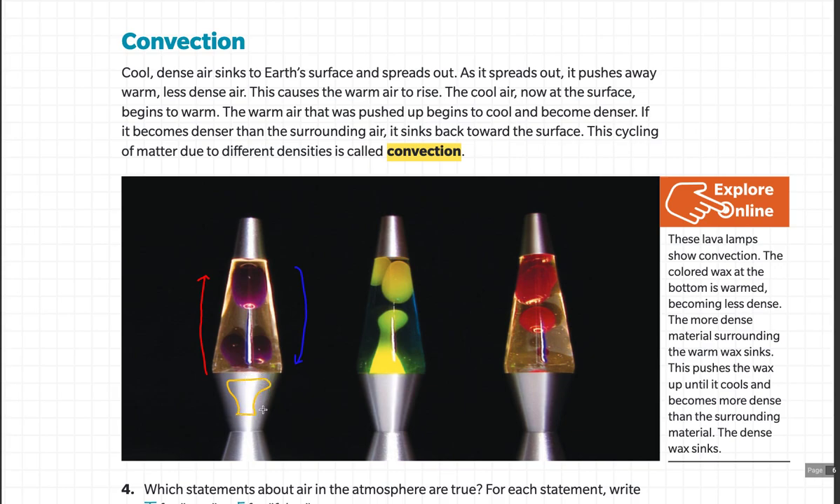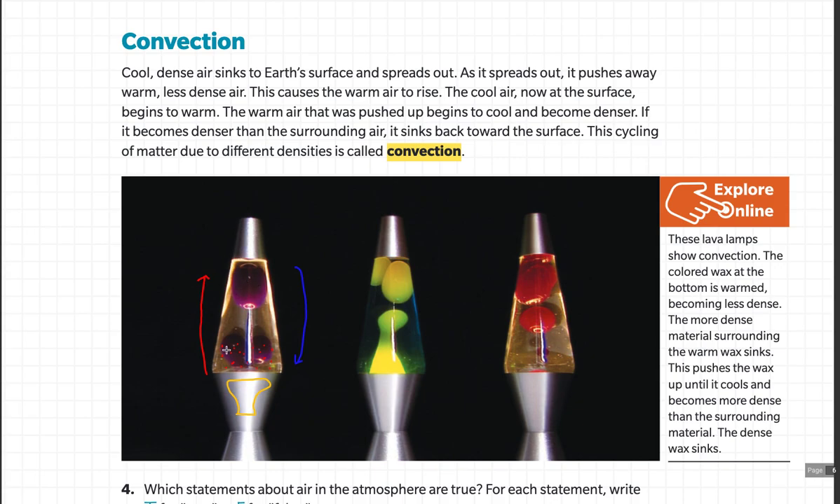That's where the light bulb is. And so the light bulb heats up this, there's normally oil, and you can see it with the blobs of color or wax. And what happens is the oil and the wax at the bottom of the lava lamp will heat up. And so what you get is you have all these molecules in the wax, and they're spread out more because they have more energy. So they're moving around more, and they become less dense, which means that they want to float up towards the top of the lava lamp.